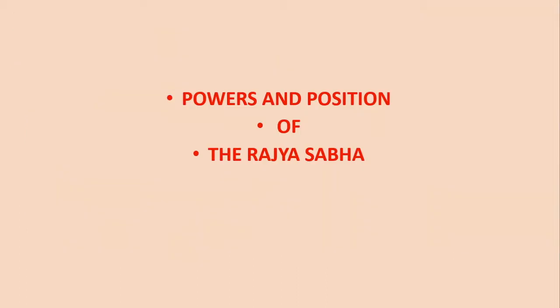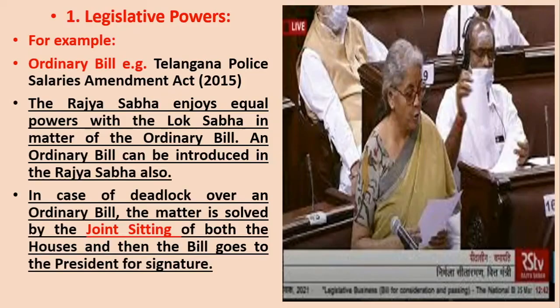Now, I will talk about the powers and position of the Rajya Sabha. The first power is legislative power. Through an example, I will clear you. Ordinary bill. Example is Telangana Police Salaries Amendment Act 2015. This is an ordinary bill. The Rajya Sabha enjoys equal powers with the Lok Sabha in the matter of ordinary bill. An ordinary bill can be introduced in the Rajya Sabha also. Yes, we know very well that a money bill cannot be introduced in the Rajya Sabha, but an ordinary bill can be introduced in the Rajya Sabha.